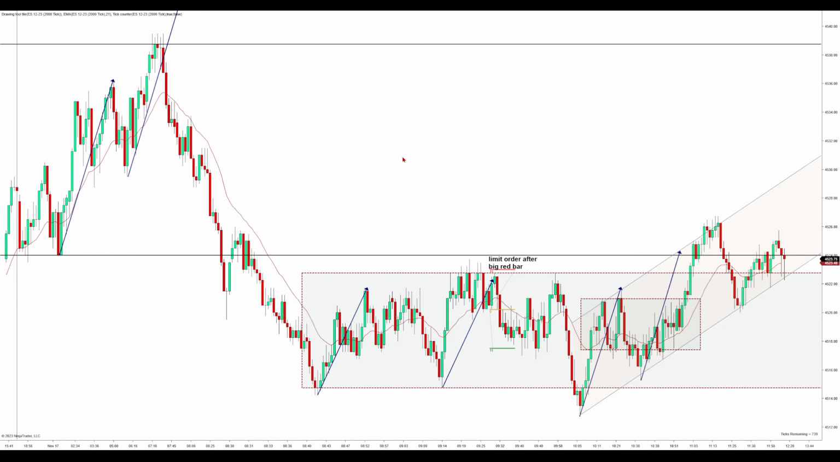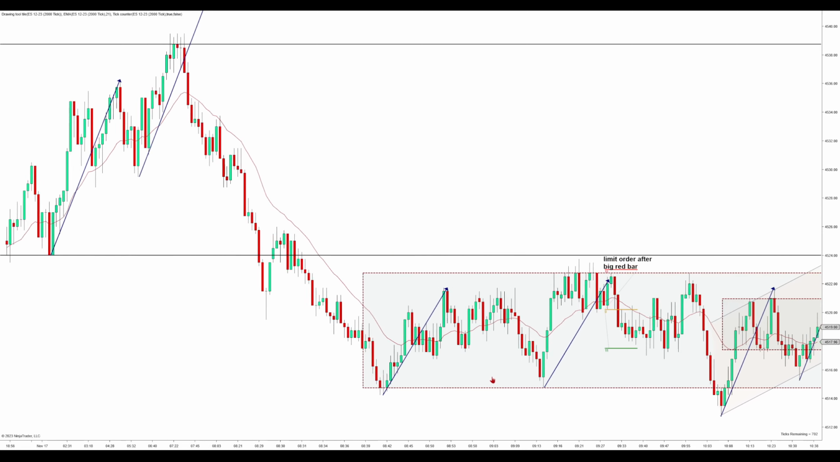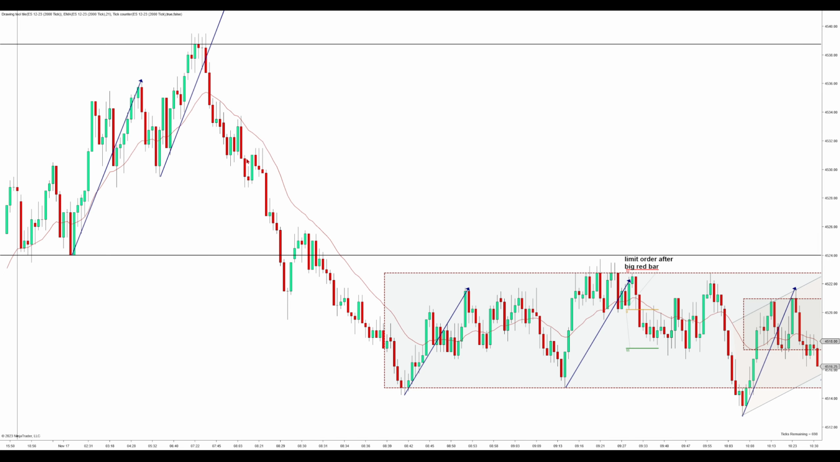I'm trading the ES futures on a 2000 tick chart with a 21 EMA. So I've got the overnight high up here and the overnight low down here. These are our key levels for the day. So I started trading at 8 Central Time, which is around this area right here.